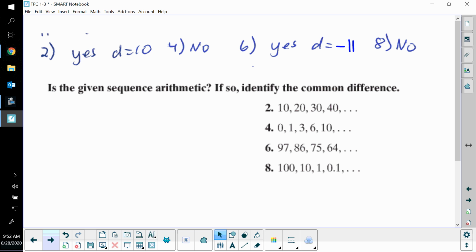Okay, taking a look at your homework, we want to know if things are arithmetic. In 2, we were adding 10 each time, so that was arithmetic. In 4, we added 1, then 2, then 3, so that's not arithmetic. In 6, we're adding a negative 11 or subtracting 11, so yes, it is arithmetic. Your d is negative 11. And in 8, each time you either divided by 10 or multiplied by 1/10, that's not arithmetic.